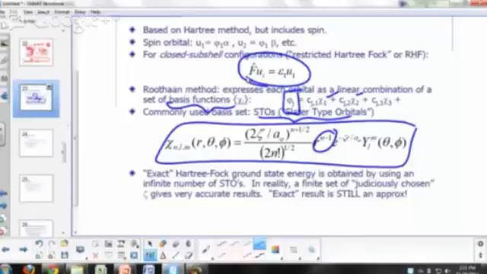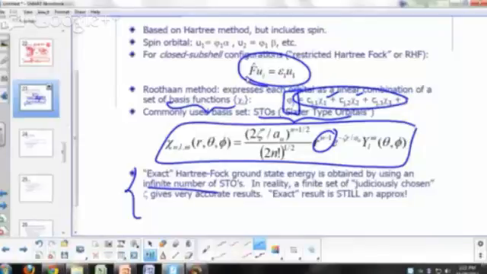Now, when you do the Hartree Fock calculation, you can get the exact ground state energy theoretically by using an infinite number of basis functions, because if you have an infinite number of these basis functions, you can make it look like whatever the true function is. But in reality, since you can't use an infinite number of functions in practical calculations, you can get fairly accurate results by using what's called a judiciously chosen finite set of basis functions. So this zeta right here is analogous to your effective nuclear charge.